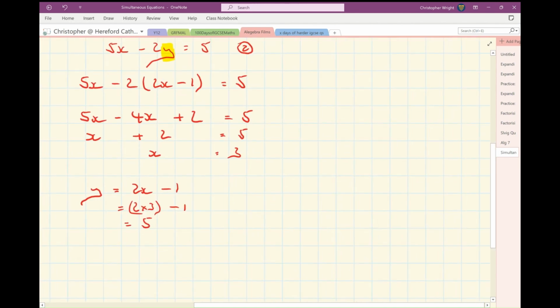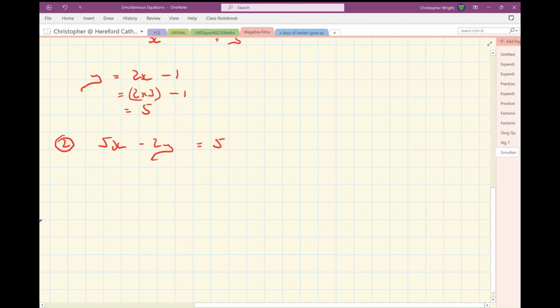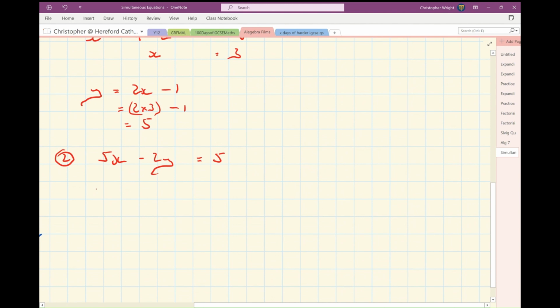To make sure of full marks in GCSE, I'll check that in equation 2. Equation 2 tells me that 5x minus 2y is supposed to be 5. Let's see if that's true with my values of x and y. So 5x, that would be 5 times 3. Minus 2 times y, that would be 2 times 5. Let's have a look. 5 3s are 15. Minus 2 5s are 10. Yes, that does equal 5. So my solution is x equals 3 and y equals 5.